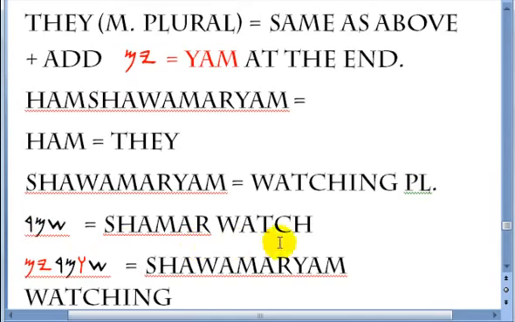Shamar is the watch. Shawamaryam is watching. See, you had the wa. That's why I made these red, because these are the letters that you add. The wa goes between the first and the second letter, and then the yum at the end makes it plural. So watching, plural masculine. Once again, hem shawamaryam, they watching, masculine plural.